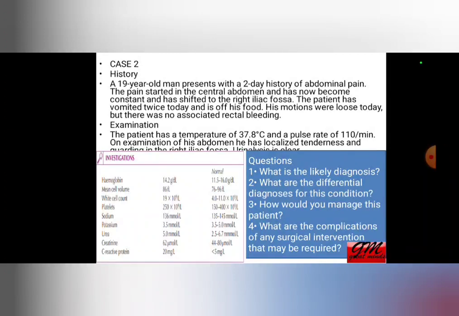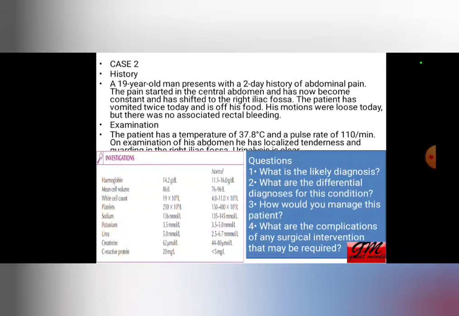Examination: the patient has a temperature of 37.8 degrees Celsius and a pulse of 110 beats per minute. On examination of his abdomen, he has localized tenderness and guarding in the right iliac fossa. So what are the questions? The question is, what is the likely diagnosis? In this case, your likely diagnosis is acute appendicitis.